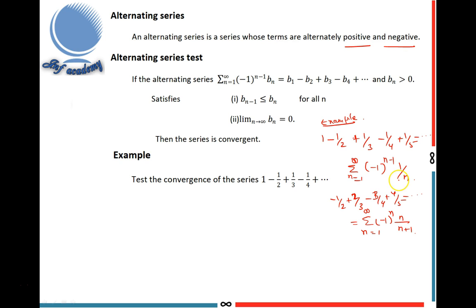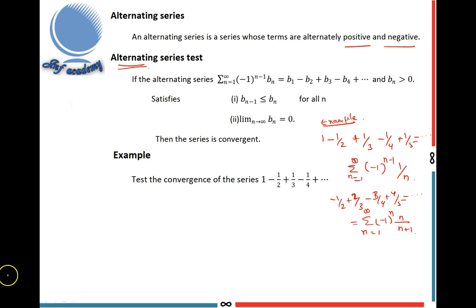Next, I explain the alternating series test. If the given series is an alternating series, sigma n equal to 1 to infinity, (minus 1) whole power n minus 1, bn, equal to b1 minus b2 plus b3 minus b4 and so on, with bn greater than 0, and it satisfies the first condition, b n plus 1 is less than or equal to bn for all n, and the second condition, limit n tends to infinity bn equal to 0, then the series is convergent. This is the alternating series test. It is also called the Leibniz test.